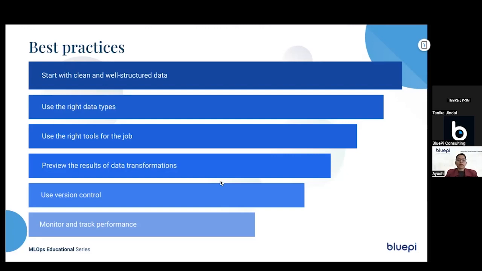Also, monitor and track performance. Data Wrangler provides performance monitoring and tracking tools to help you monitor the performance of your data transformations and identify any performance issues. It is a good idea to use these tools to ensure that your data transformations are running efficiently and effectively. By following these best practices, you can ensure that you are using Amazon SageMaker Data Wrangler to its full potential and get the best results from your data preparation and analysis workflow.